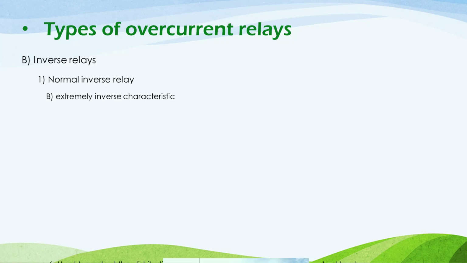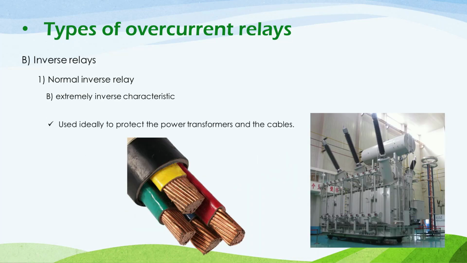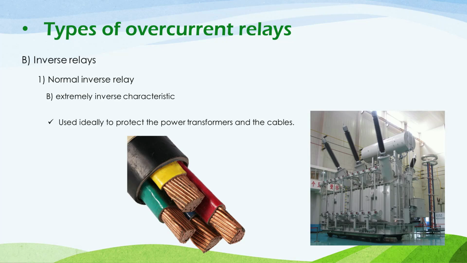And also the second application in which we use the extremely inverse relays is if we need to protect the distribution feeders, like those feeders that are feeding some constant loads. So in case of feeders feeding constant loads, we use this type of relays. And also we use this type of relays in case we need to protect the power transformers, and also if we need to protect the cables. So this is the use of the extremely inverse relays.